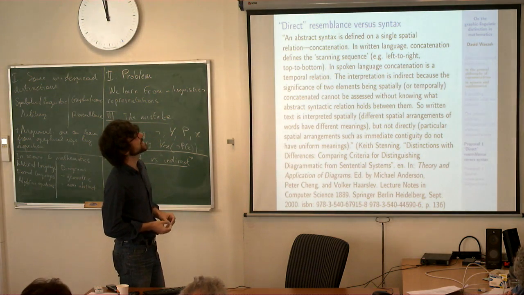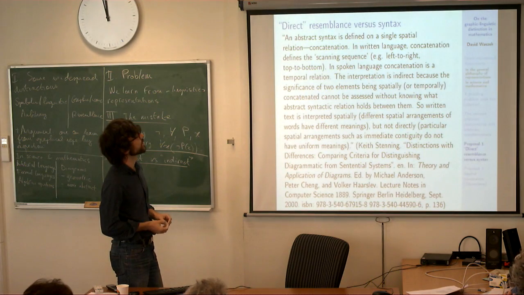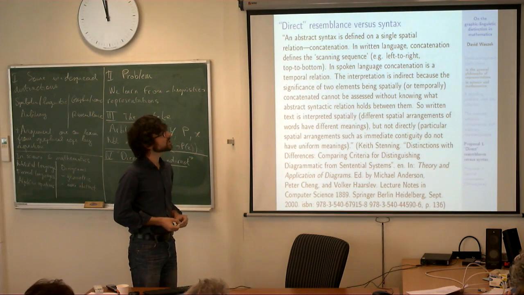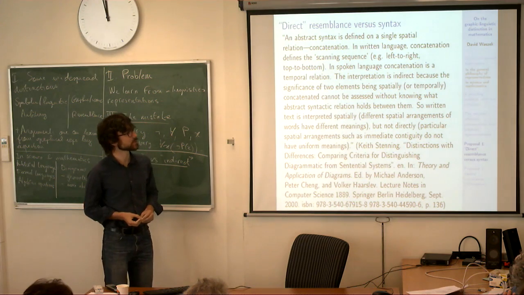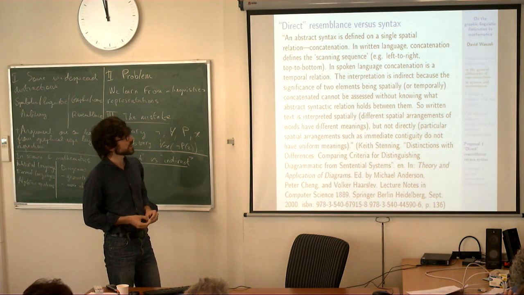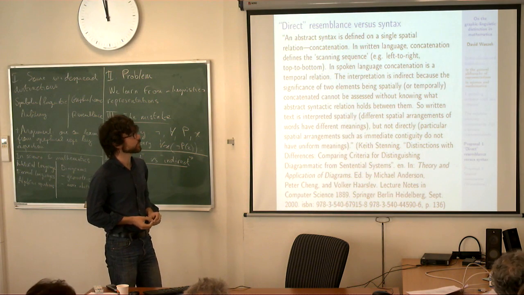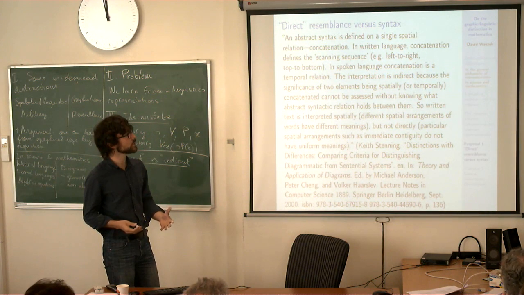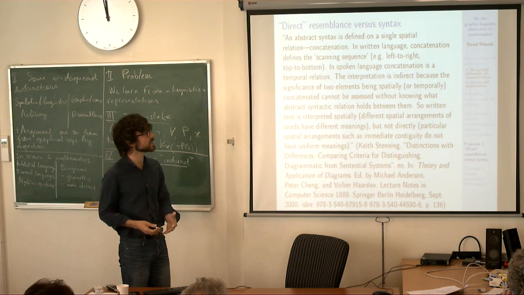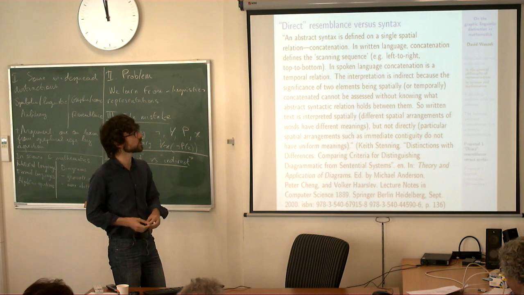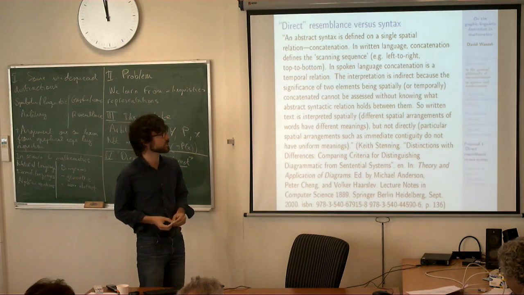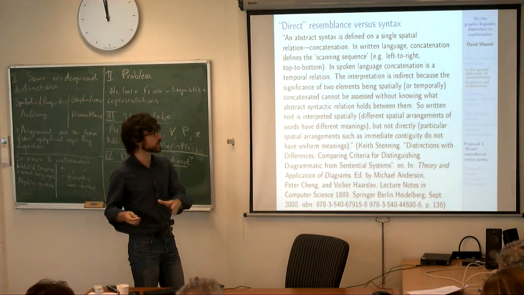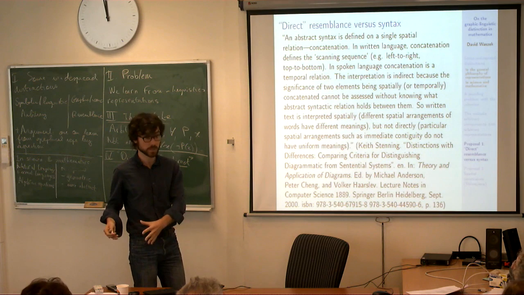An abstract syntax is defined in a single spatial relation, concatenation. In written language, concatenation defines the scanning sequence, left to right and top to bottom. In spoken language, concatenation is a temporal relation. The interpretation is indirect because the significance of two elements being spatially or temporally concatenated cannot be assessed without knowing what abstract syntactic relation holds between them. So written text is interpreted spatially. Different spatial arrangements of words have different meanings.